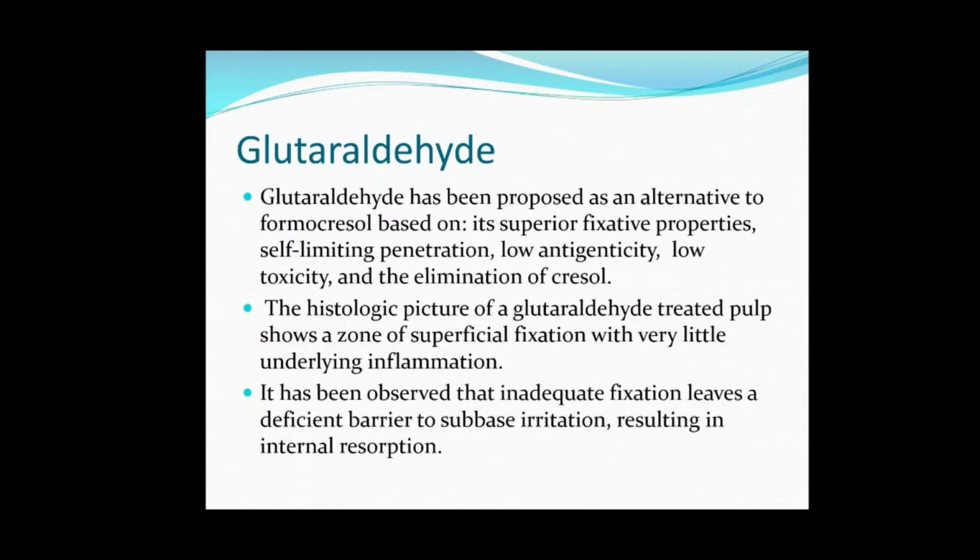Coming to glutaraldehyde, it has been proposed as an alternative to formocresol based on its superior fixative property and self-limiting penetration. It has low antigenicity and low toxicity, and elimination of cresol. The histologic picture of glutaraldehyde treated pulp shows a zone of superficial fixation with very little underlying inflammation. It has been observed that inadequate fixation leaves a deficient barrier to subbase irritation, resulting in internal disruption.